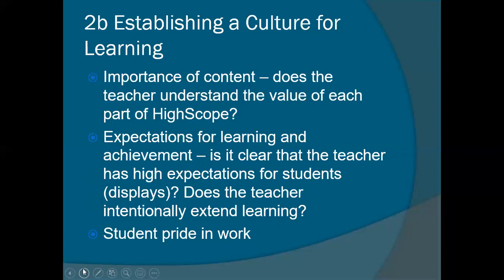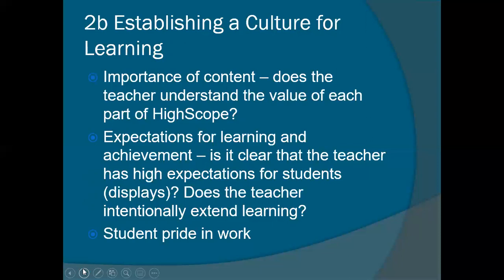The next thing it looks at is expectations for learning and achievement. Is it clear that the teacher has high expectations for students? Sometimes this is hard to get across in a preschool classroom, so this is where displays become really important. When an evaluator comes in, they're only there for a very brief time. So the displays on the wall give the teacher an opportunity to show the extent of learning that's happening in the classroom.